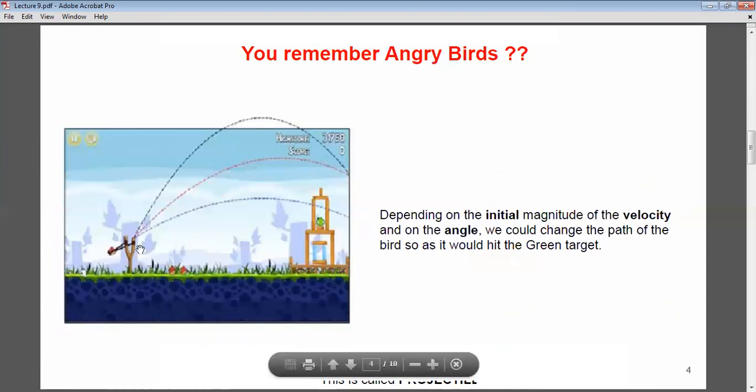I don't know if you remember this game, Angry Birds. You had to pull the object over here, and then depending on the angle you pull it and the strength of the force you pull it with, you can reach your target over here. So depending on the initial magnitude of the velocity and the angle, we can change the path of the bird so it would hit the green target. Okay.